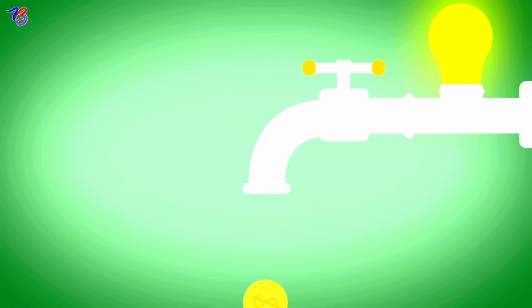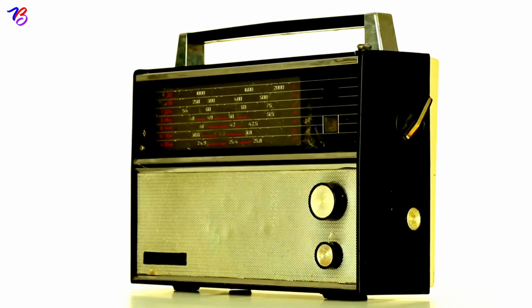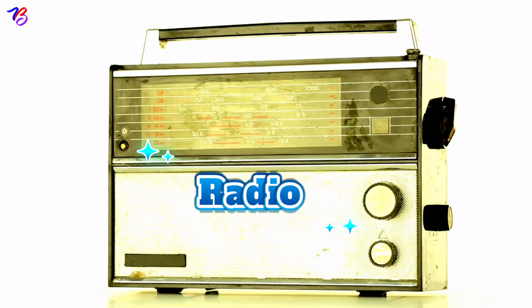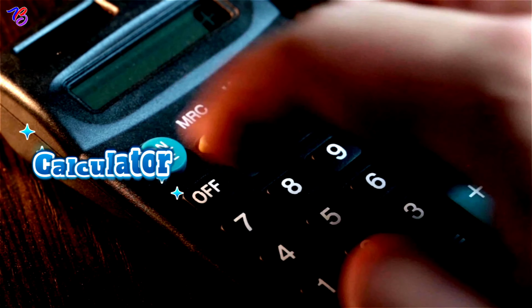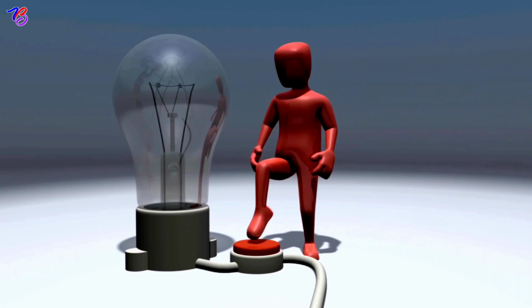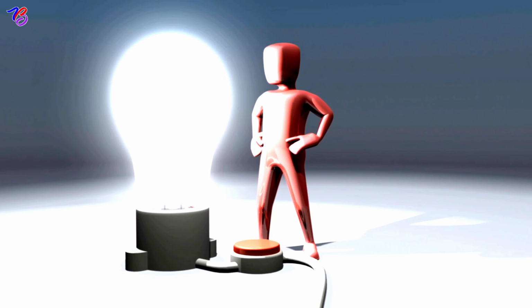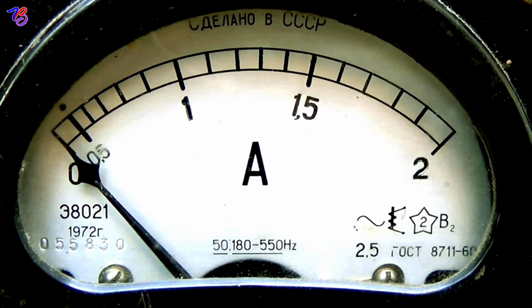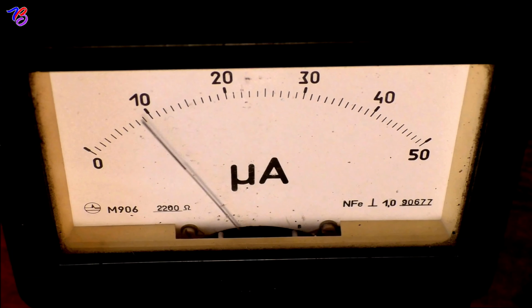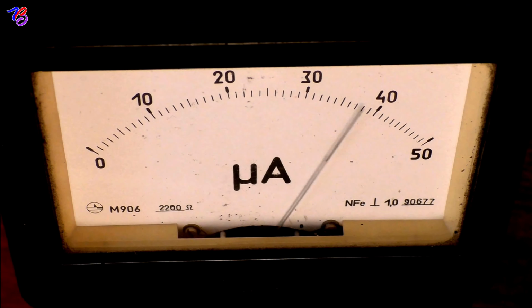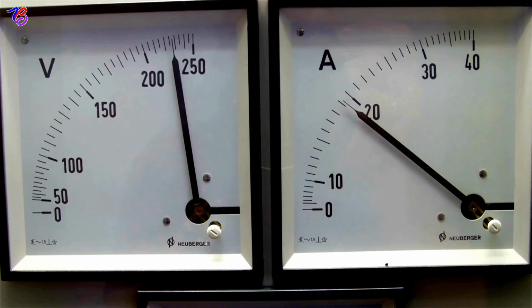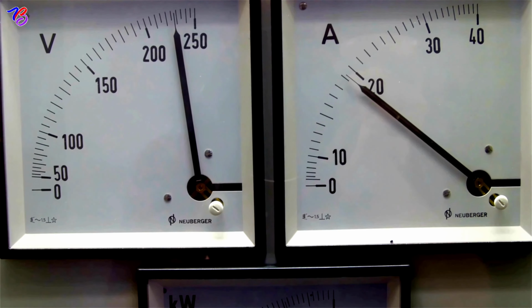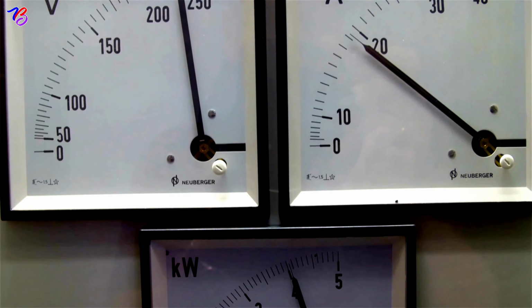These kinds of low currents are common in transistor radios and electric calculators. The instrument used for measuring current is called an ammeter. Smaller currents are measured using milliammeters, while very small currents are detected by sensitive instruments called galvanometers.